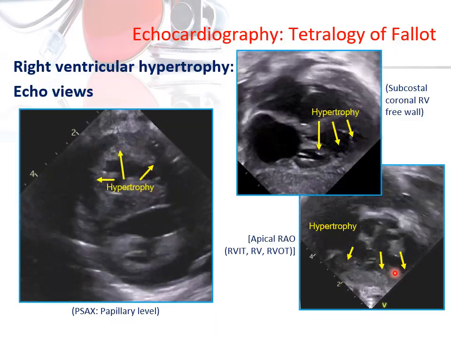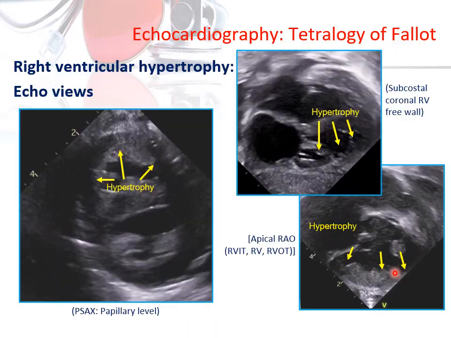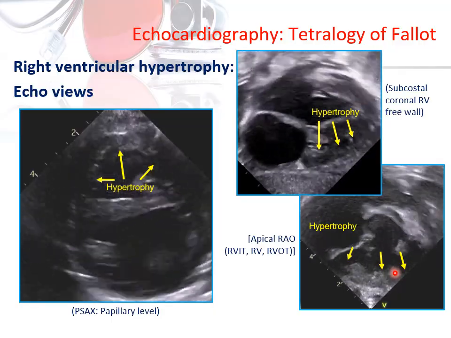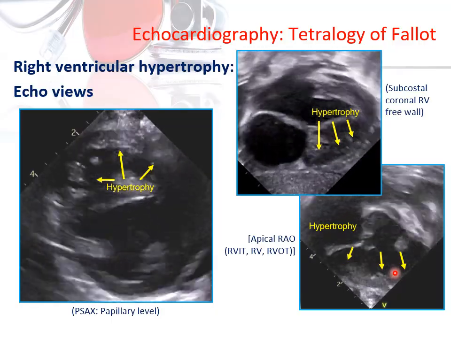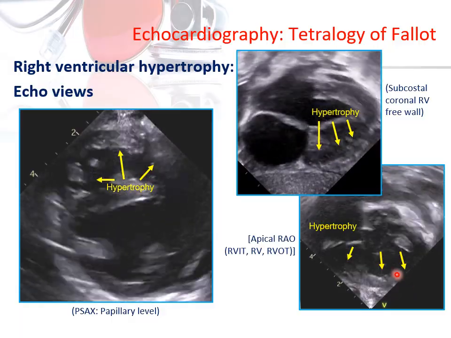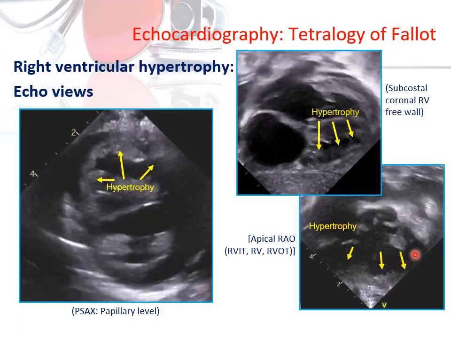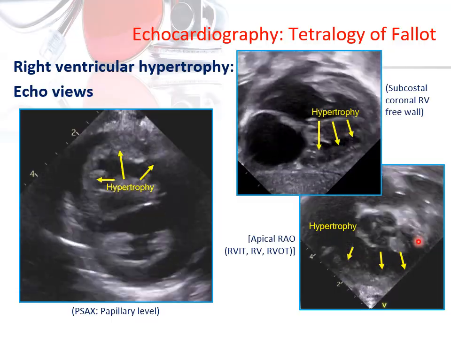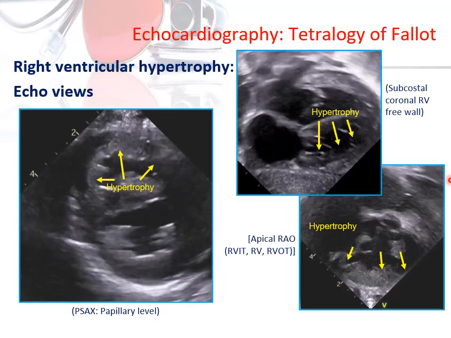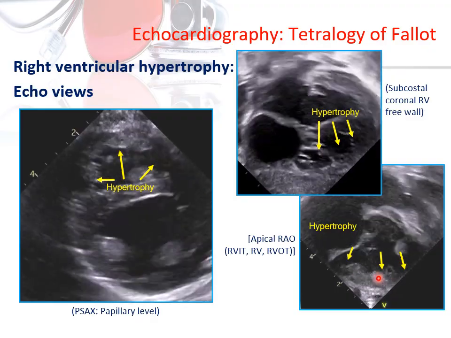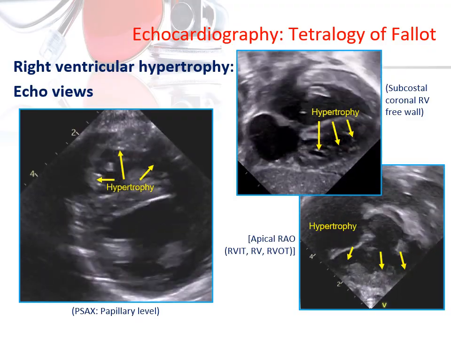This is called apical RAO. So the way you get here is you basically start in an apical 4, rotate up to 1 o'clock and move a little medial, pan back and forth. And the goal here is that you're going to find the right atrium, tricuspid valve, right ventricle, RVOT, can't see it well here, but pulmonary valve, MPA, and sometimes the branches as well. Super great view with a lot of information, and you can see hypertrophy here as well.